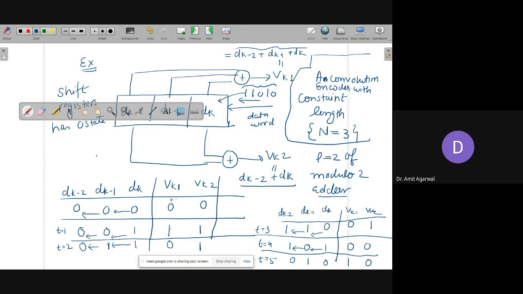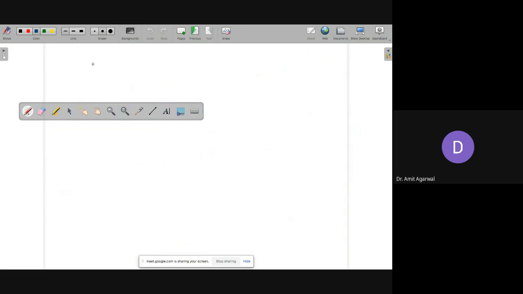So what are the outputs in each time slot? The first is the initial state, this is not the output. The outputs at the time instants are 1, 1, then 0, 1, then again 0, 1, then 0, 0, then 1, 0. So the output is 1, 1, 0, 1, 0, 1, 0, 0, 1, 0.